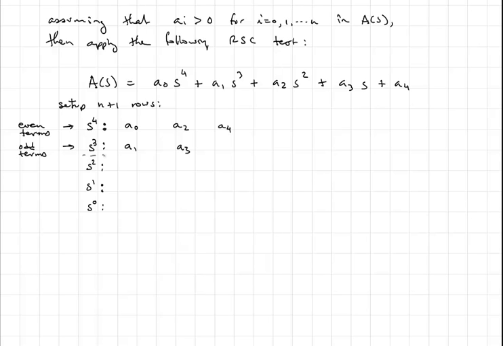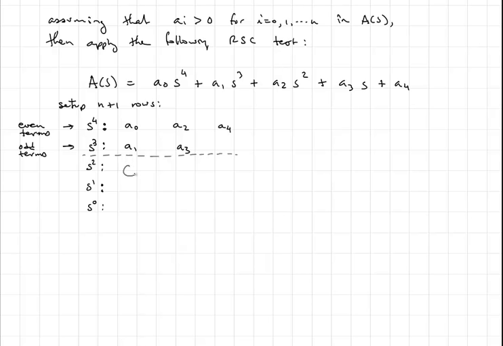I'm going to just do a little dotted line just to indicate that the top two rows always specify the coefficients in the polynomial A of S, and the remaining entries in this table that we're making are going to be computed from those first two rows. And this is how we compute them.